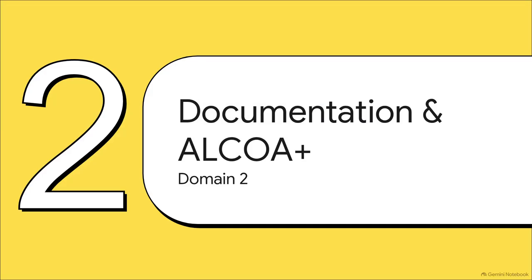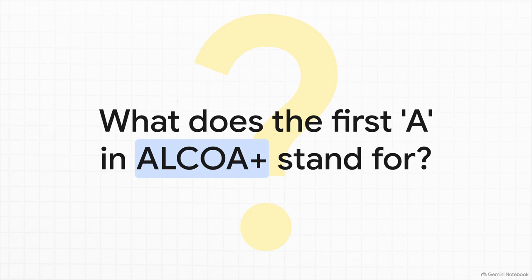Moving right along, let's jump into Domain 2, Documentation and ALCOA+. I cannot stress this enough. Documentation is heavily tested because it's consistently the #1 source of real-world FDA audit findings. So, question 4 targets the holy grail of GCP acronyms. ALCOA+. What does that very first A stand for? Is it accurate, attributable, available, or auditable?